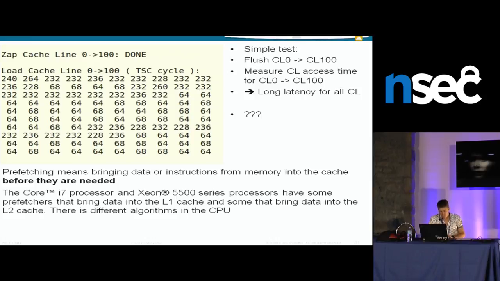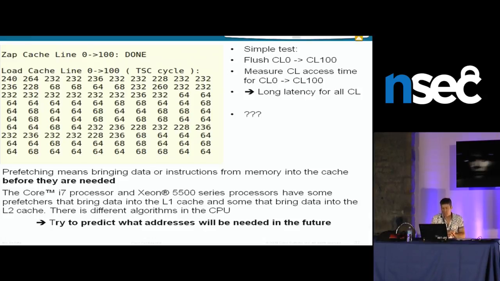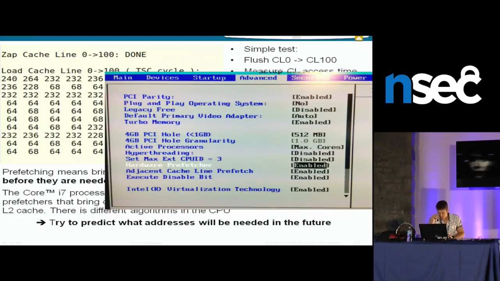The system I was using had some fancy algorithm for L1 and L2. They are different, but at the end of the day, prefetching means those algorithms are trying to predict in advance what address will be needed in the future. So for the stale operations, the processor just fetches those addresses so that it speeds up the execution, hopefully, if the algorithms are good. So I just took a picture here.